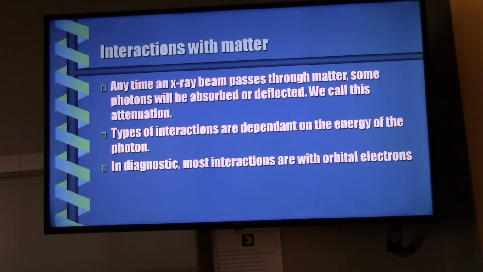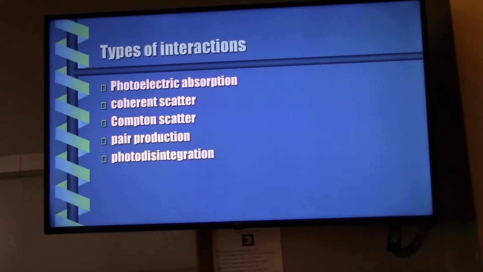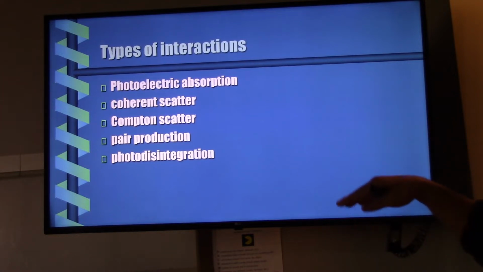So in diagnostic, most of the interactions that happen are going to be with orbital electrons, but some of these are going to be with inner shell orbital electrons. That's what we're going to focus on here. Types of interactions you can have: photoelectric absorption, that's where the X-ray photon gets basically soaked up by the material that it hits. The photon just stops. So if I have a coin and I put it on my image receptor, most of the photons that hit that coin are just going to get stopped, unless my kVp is very, very high. And then there are some kinds of scatter here.